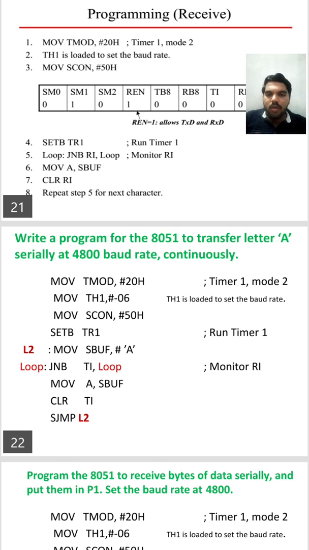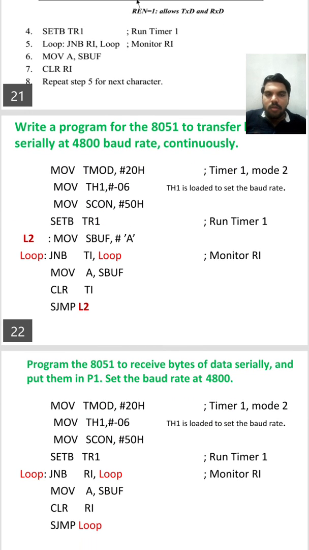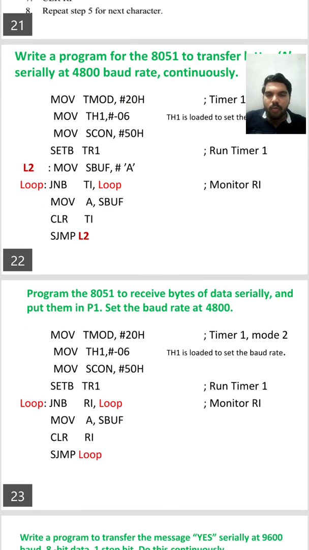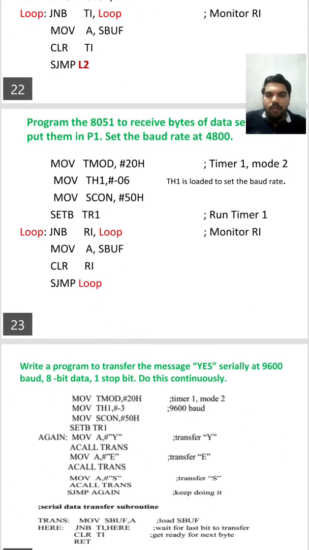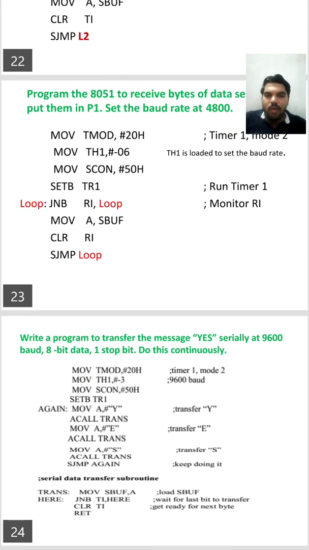Ending the program means ending the loop, because we are giving only one character for the transmitter. Then we have to receive in the receiver program. For the receiver, the same program is followed except the looping concept and clearing RI must be changed. If we have to declare a message, we have to declare it one by one. That is the transmitter program.